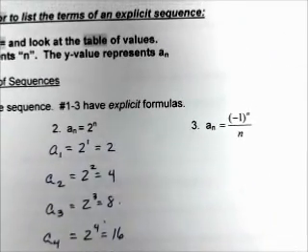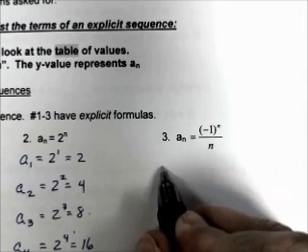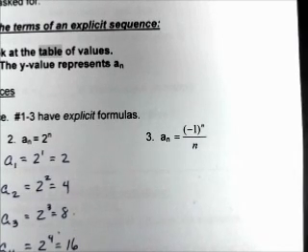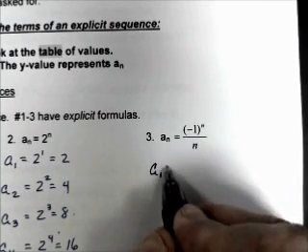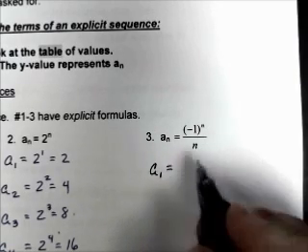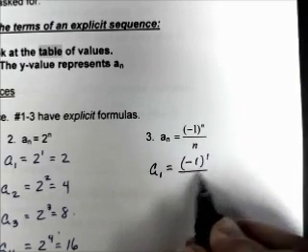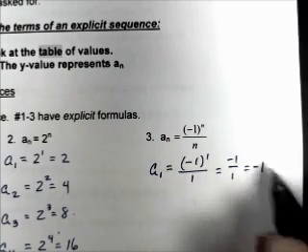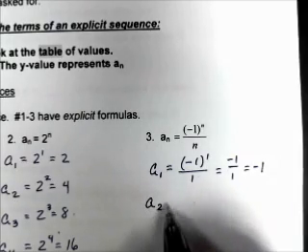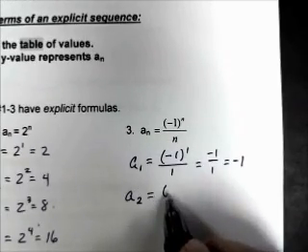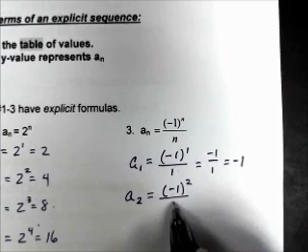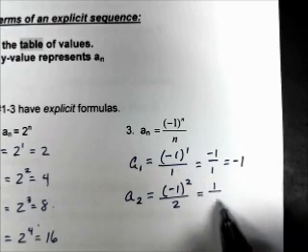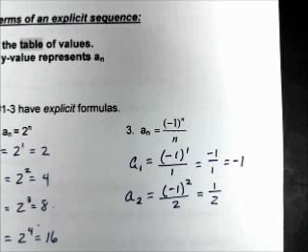Number 3, a sub n is equal to negative 1 raised to the n power divided by n. Our first term, replacing n with 1, would be negative 1 to the first over 1. That's negative 1 over 1, which is negative 1. a sub 2, our second term, is negative 1 raised to the second divided by 2. Negative 1 squared is positive 1, over 2 is simply 1/2.